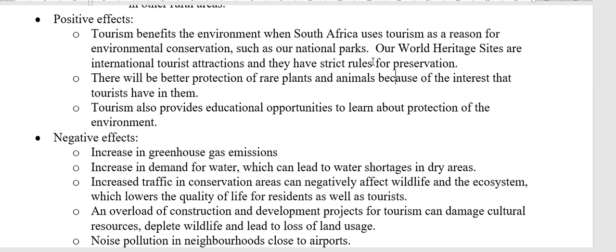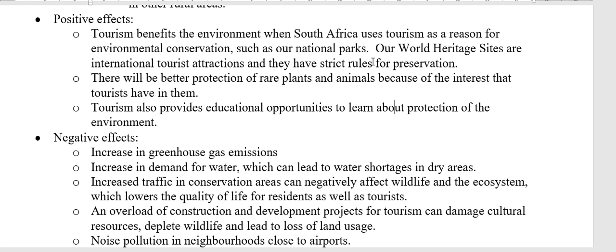So we use tourism as a reason to protect the environment, so that tourists can come. Okay, so it means that there's better protection of rare plants and animals because it brings the tourists. We protect the rhino, not very well. We are trying to protect the rhino. We're not very successful from poaching, right? But we protect the rhino because we know people are coming to South Africa to see the big five.